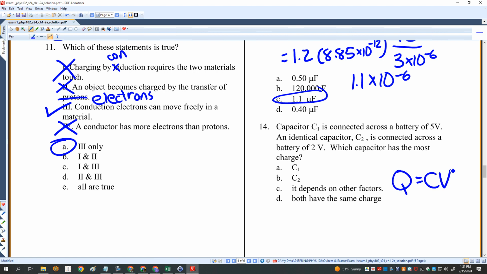So here, remember, Q is equal to C times V. That's how we define the capacitance, or one of the ways we define the capacitance, and calculate the amount of charge on it. The one with the most charge is the one, if they're identical, the one with the bigger voltage.